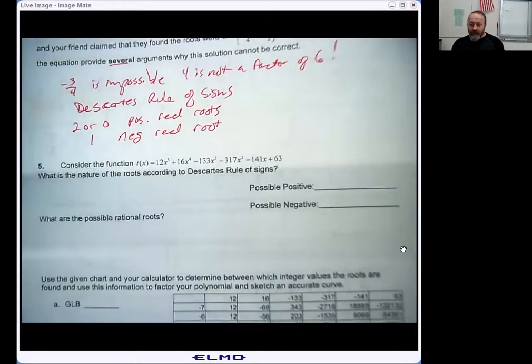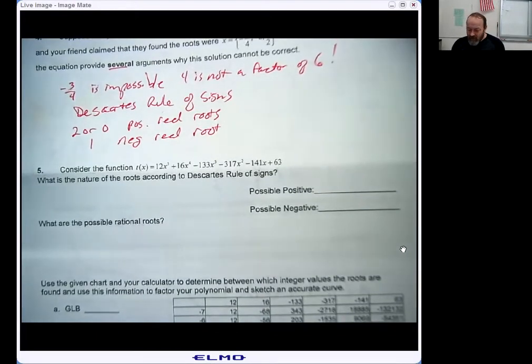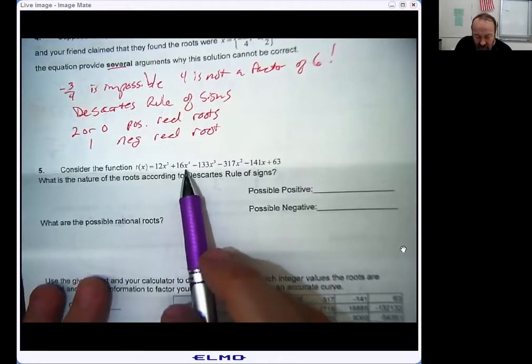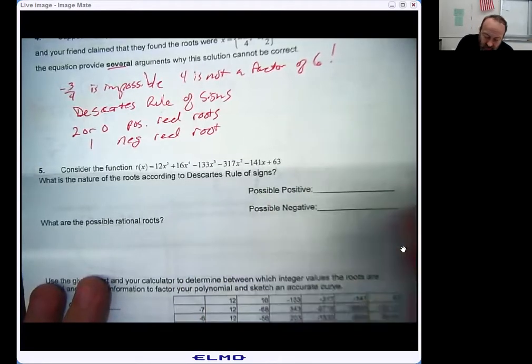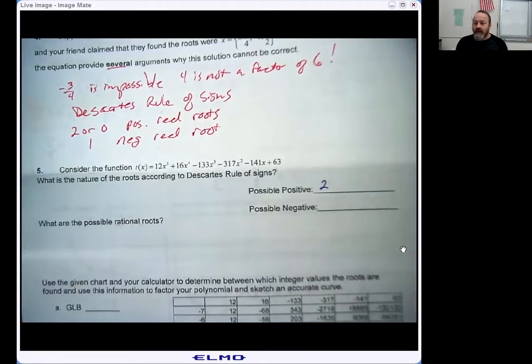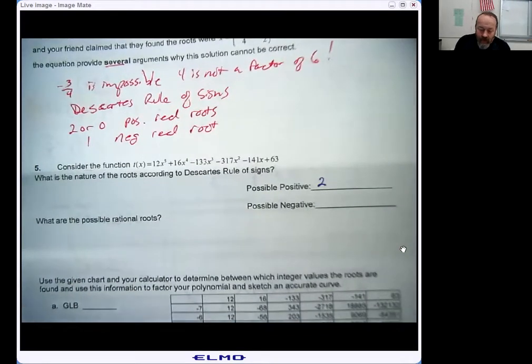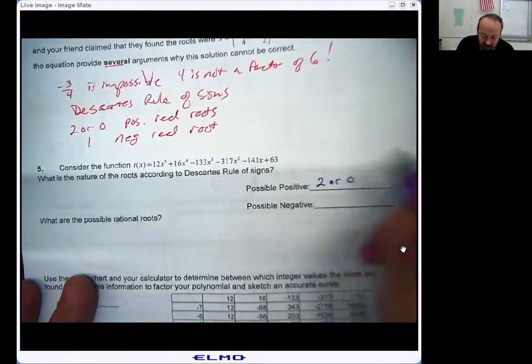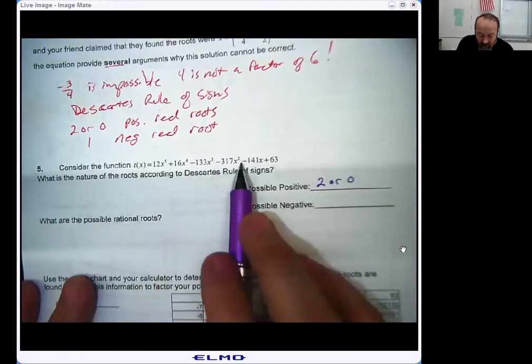So the first thing that we learned is that Descartes kind of helps us out because if we count the number of sign changes, I see 1 and I see 2. So Descartes would not just say that there is 2 positive real roots, but it's 2 or 0. Let me double check that again. 1 here and 1 there.